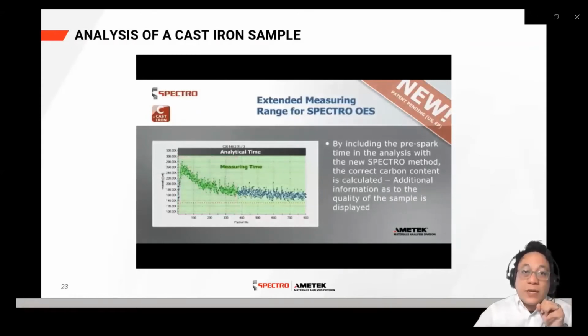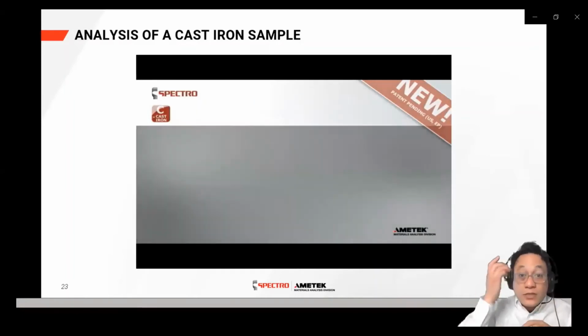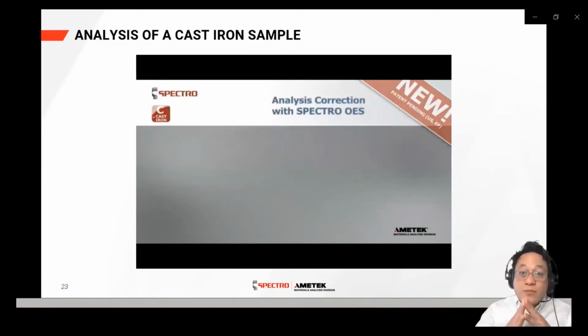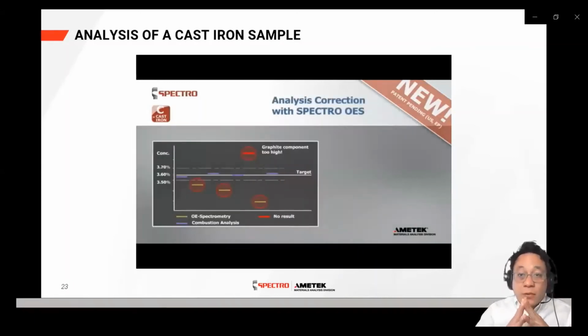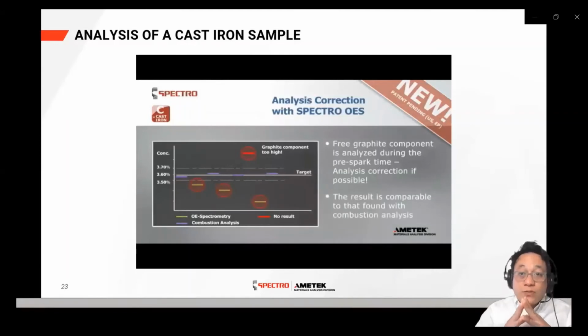So using Spectro's advanced method, the free graphite component is analyzed during the pre-spark time, and the analysis will be corrected. The results this method achieves are comparable with the ones from combustion analysis. If the deviation in the carbon content measured is too large, the result is marked to indicate the calculated value will not be accurate, as you see there in the red.